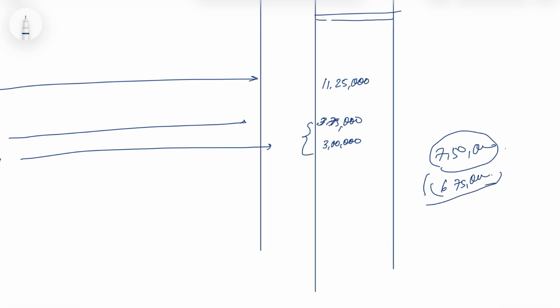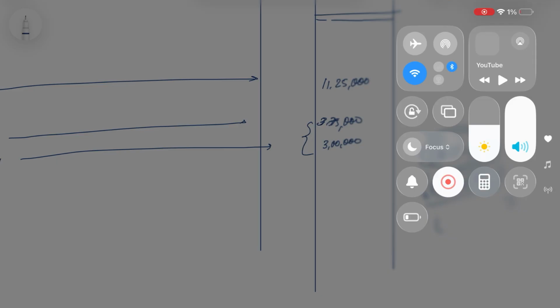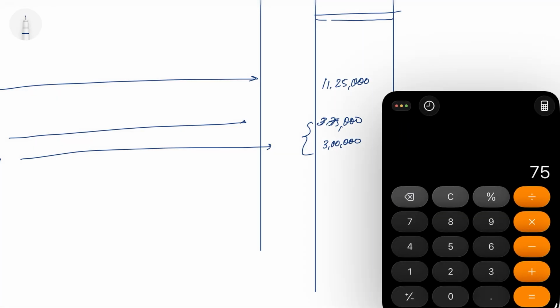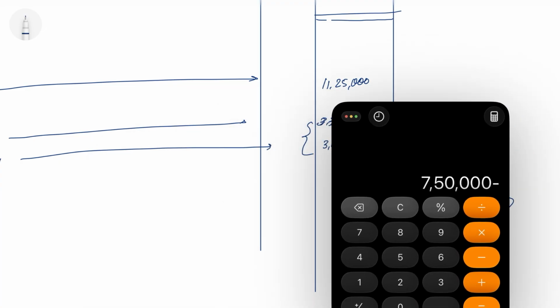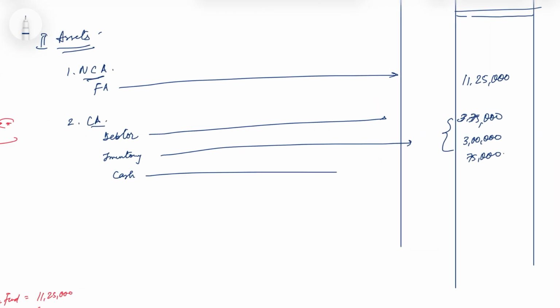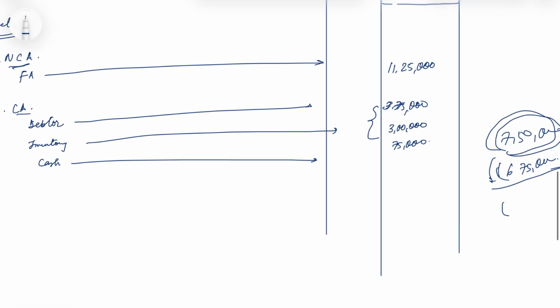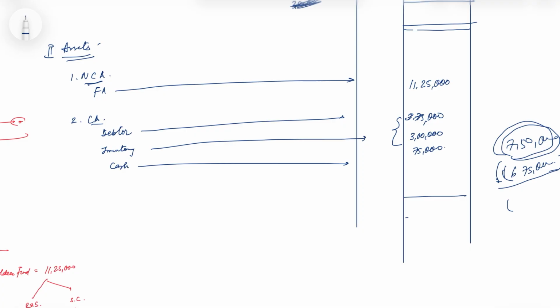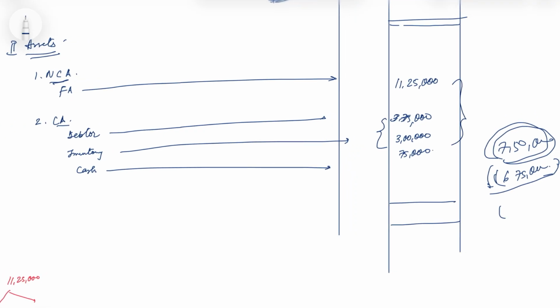So there is a difference. The current assets total 7 lakh 50,000 minus 6 lakh 75,000, which is a difference of 75,000. This difference is cash. So this is the total that gets added.